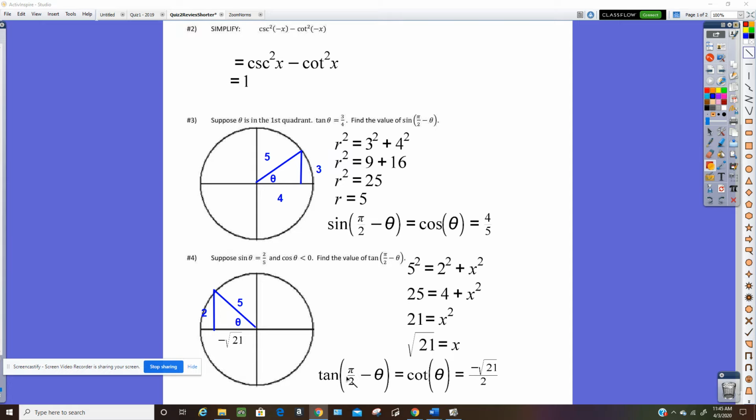And then I want to do tangent of pi over 2 minus theta, which is equal to, from your identity sheet, cotangent theta. Well, the cotangent of theta is the adjacent side, which is negative square root of 21, over the opposite side, which is 2. Or once again, you can think of it this way. If this is theta, then this angle is 90 minus theta. And then the tangent of that would be the opposite, negative square root of 21, over the adjacent, which is 2.